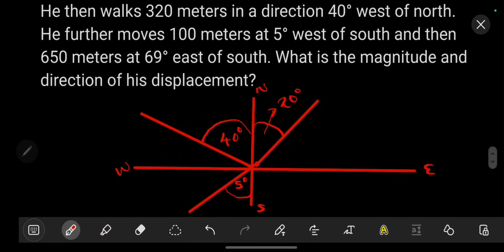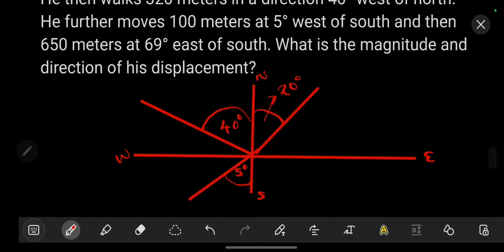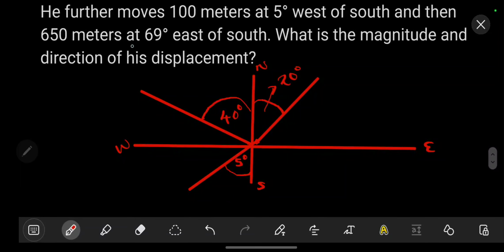Last but not least, we are told that he then walks 650 meters at 69 degrees east of south. So east of south, east is this side, south is down. To combine them, we are going to be moving towards the east but going down like that. Now east of south means begin from your south, go towards the east. The last thing mentioned is your reference. So this will be where our 69 degrees is.